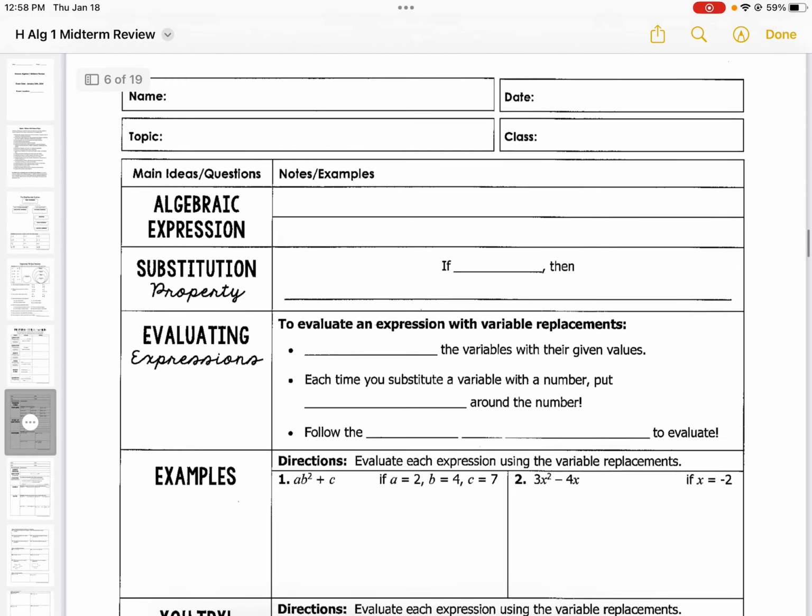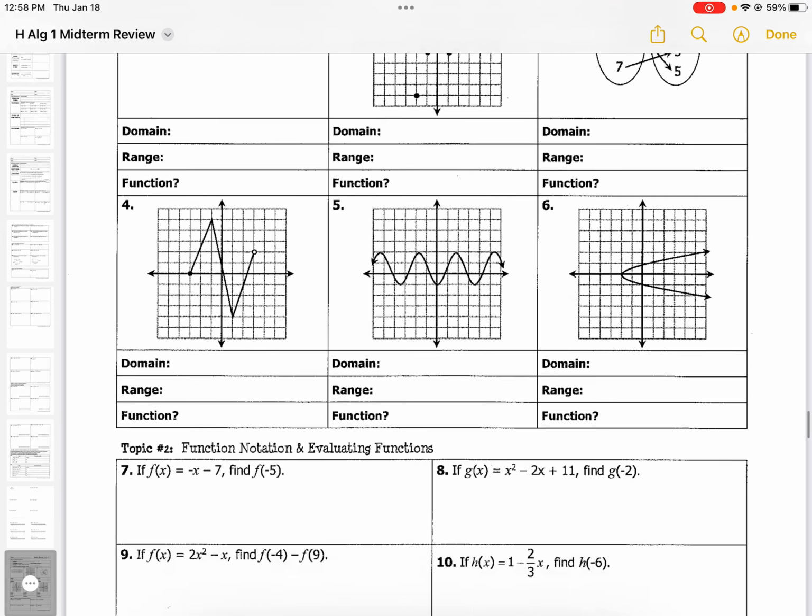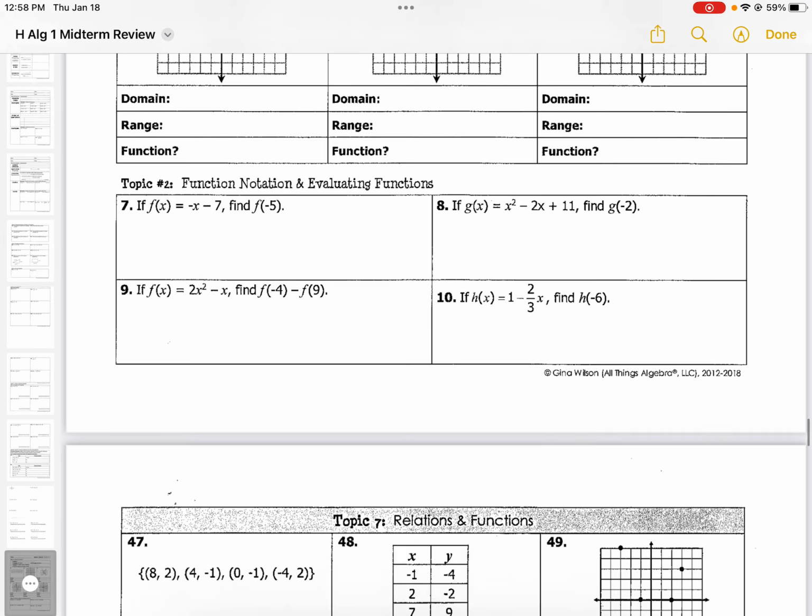So if you were absent a day and you didn't get this page because maybe you were not here or whatever the case is, all of the pages up to this point should be complete. So these are the last two pages we worked on in this packet: domain, range, functions, function notations, and so on. So this is the last thing. Right here at this page, I'm sorry the pages aren't numbered, but this is where we should be beginning today.